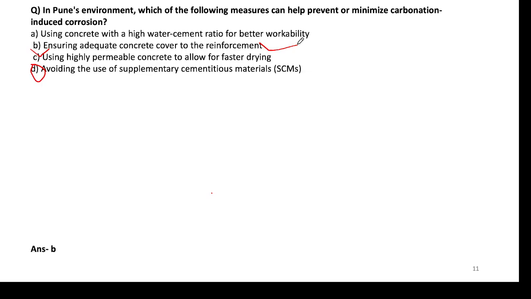Obviously, we should not use a very high amount of SCMs. For example, 60, 70, 80% replacement with SCMs may lead to very high carbonation, that can lead to carbonation-induced corrosion.